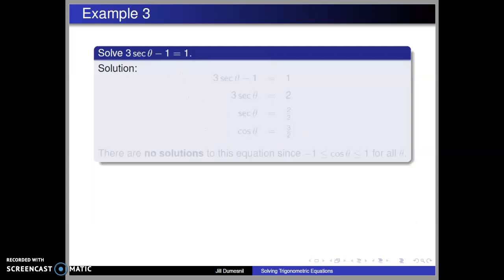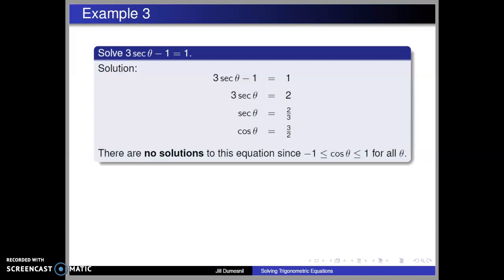Now let's solve 3 secant theta minus 1 equals 1. Notice that we are not restricted to any particular interval. Again, we begin with the given equation. We add 1 to both sides and then divide by 3. I like to convert secant to cosine by reciprocating because I have more familiarity and comfort working with the cosine function. We know that the equation cosine theta equals 3 halves has no solutions because the range of the cosine function is from minus 1 to 1. Thus, the original equation has no solutions.